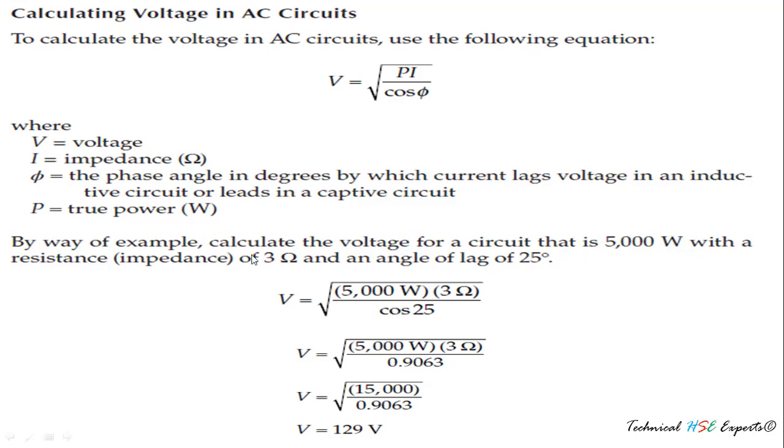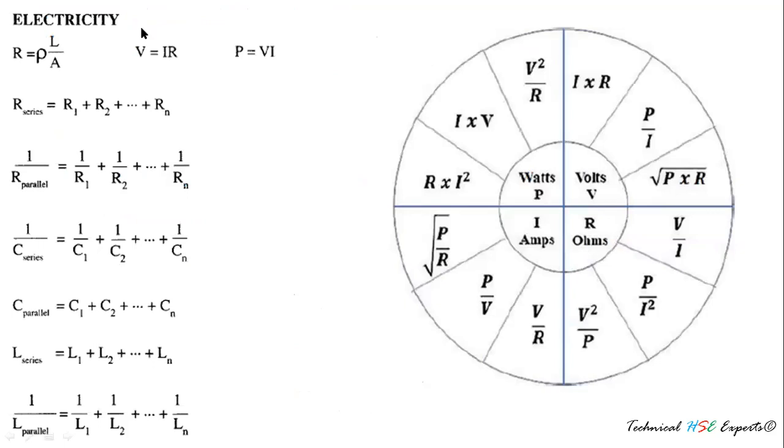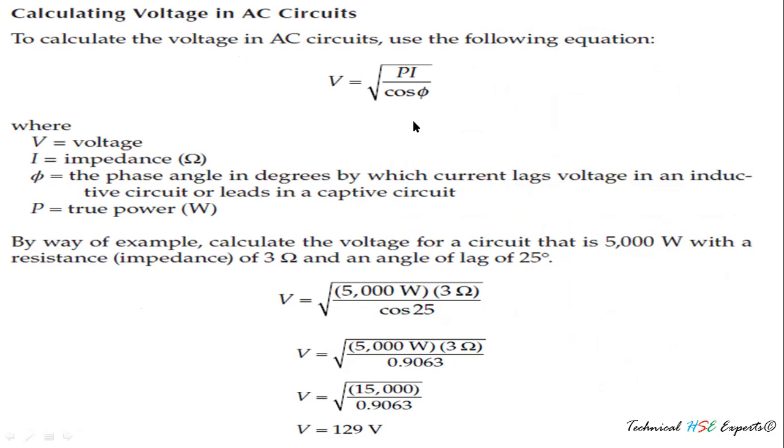Remember this: the value and angle are given, and here they are not stating whether it's an AC circuit or a DC circuit. If that's the case, go with AC circuit, because they have given the angle of lag. In a DC circuit there is no formula representing an angle, but in an AC circuit it will represent the angle. So we can use the formula directly, and then we can end up with the voltage value.